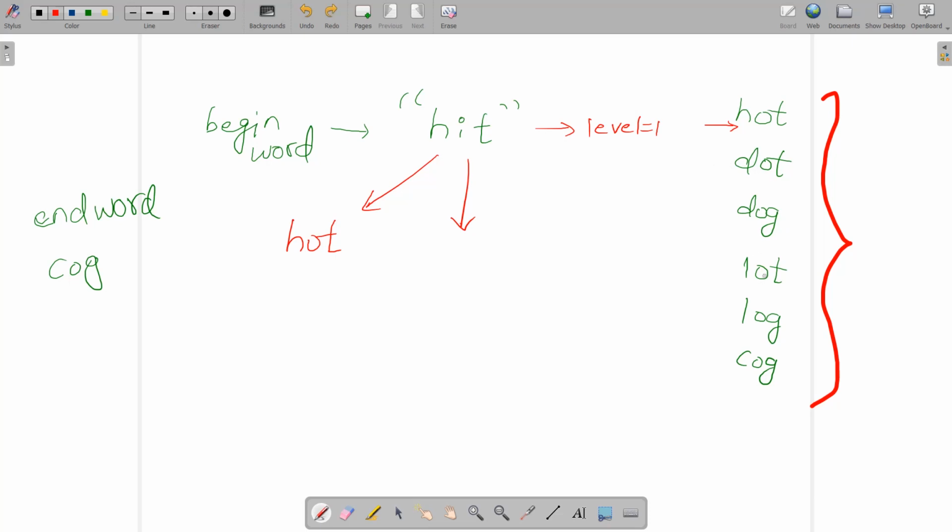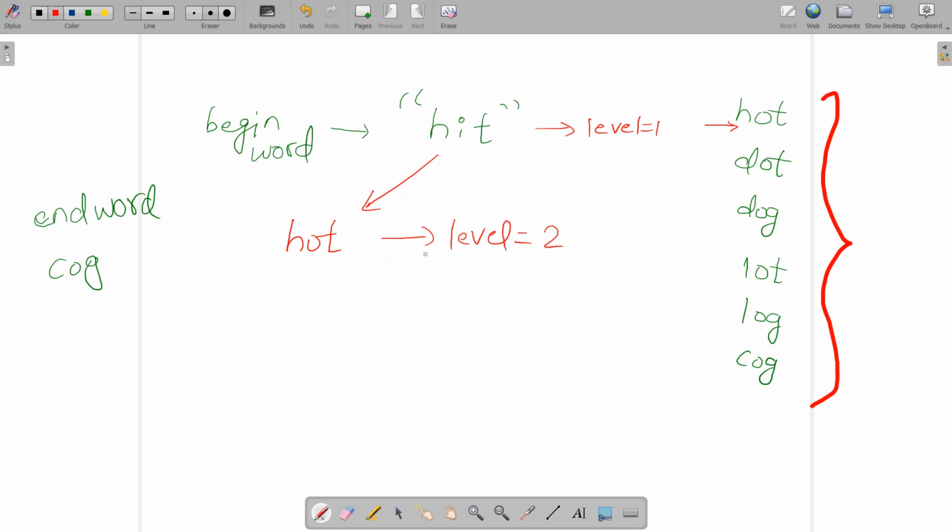Dog is also not good, we cannot move from hit to dog. Let's check LOT. The number of characters not matching between hit and lot is exactly 2, so we cannot move from hit to lot. Let's check LOG. Can we move from hit to LOG? No, because L and H are not matching, I and O are not matching, and T and G are not matching, so the number of characters differing is 3. And can we move from hit to COG? No. So there is exactly 1 string we can move to, that is hit to hot. Okay, so this is at level equal to 2.